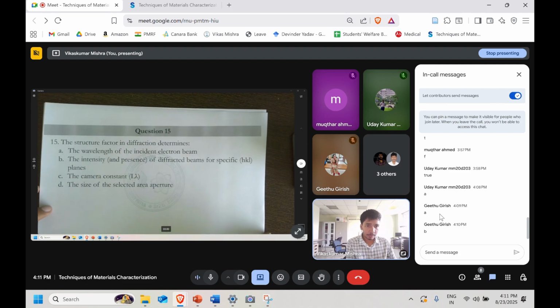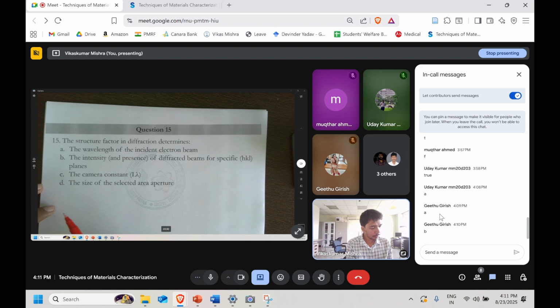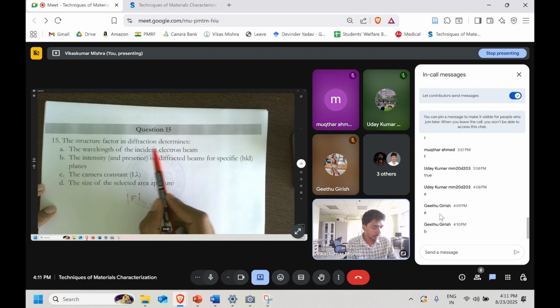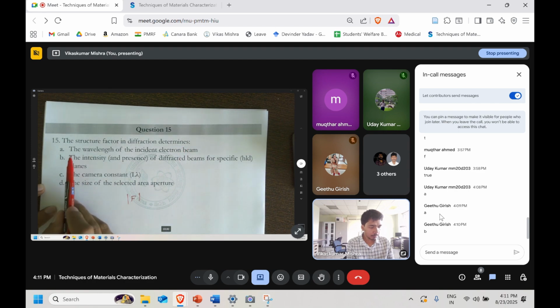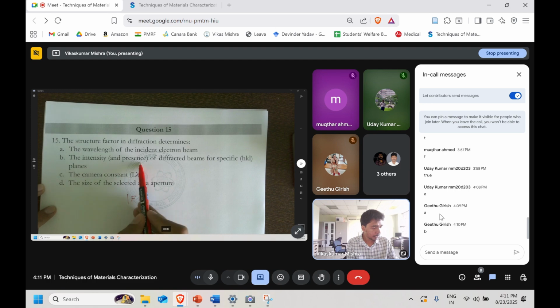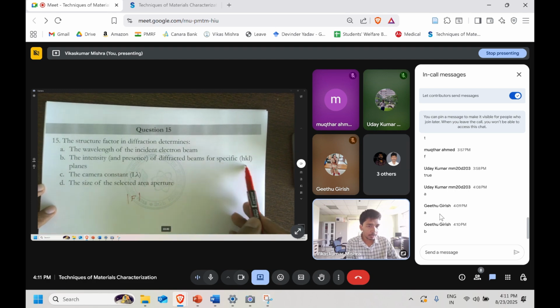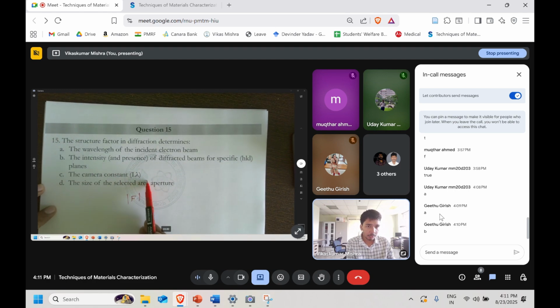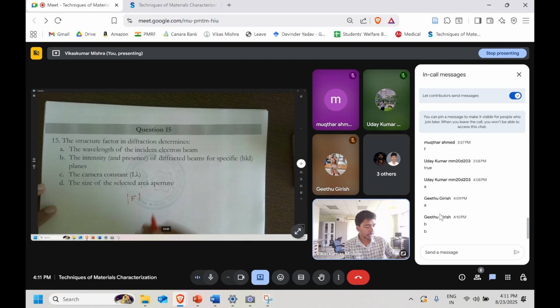You will be able to answer all these questions. The structure factor, capital F, that we have discussed in diffraction, determines what: the wavelength of the incident electron beam, the intensity and the presence of the diffracted beam for the specific HKL plane, the camera constant, or the size of the selected area aperture? What do you think? What is the right answer? The right answer is option B. Right? Very good.